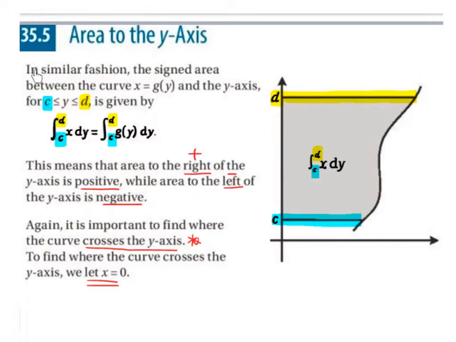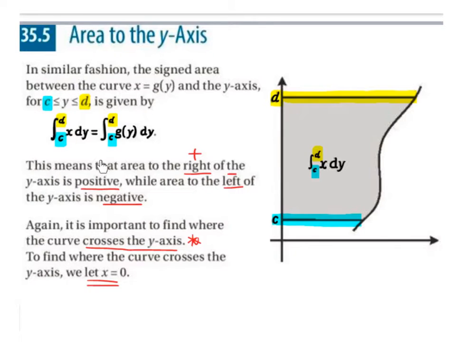In a similar fashion to the previous video, the signed area between the curve x equals g of y and the y-axis for y values between c and d is given by the integral of x dy between the limits d and c, which is equal to the integral of g of y dy between the limits of d and c. So here's our x-axis, here's our y-axis, here's our curve, and this is the point C on our y-axis, and this is the point D on our y-axis. If we were interested in the area between the curve and the y-axis between D and C, we're interested in this area.